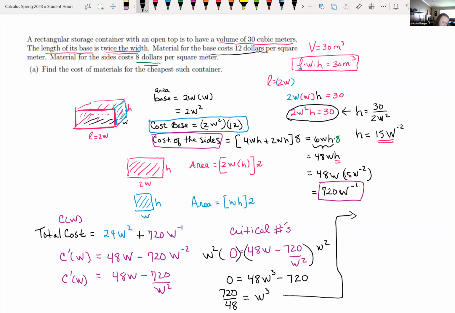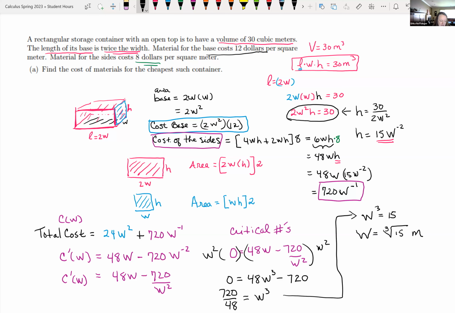And we get that W cubed then is equal to 15. So let's take the cubed root of both sides. So we would get the cubed root of 15. Okay, I'm going to keep it in an exact form, and this is in meters.